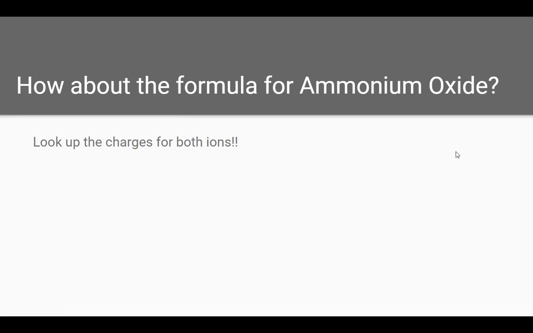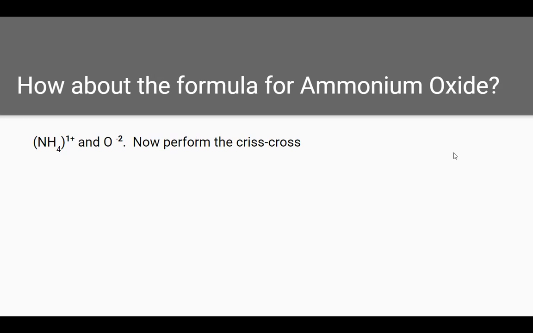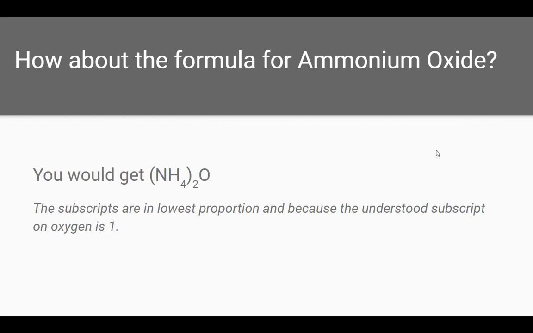Let's try another formula that uses a polyatomic ion. Only this time, the polyatomic ion is the cation instead of the anion. Again, you would have to look up the charges for both ions. Ammonium's formula is NH4 positive 1 and O negative 2. We're going to perform the ion crisscross, and you should get the formula (NH4)2O. In this case, the subscripts are in lowest proportion because there would be an understood subscript of 1 on the oxygen, and that wouldn't reduce. Okay, so that is ionic formula writing.